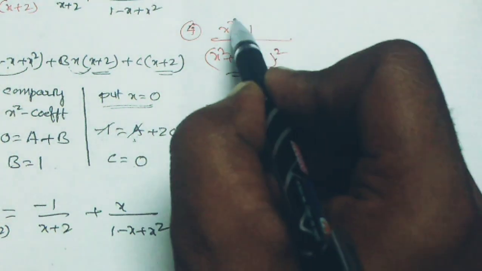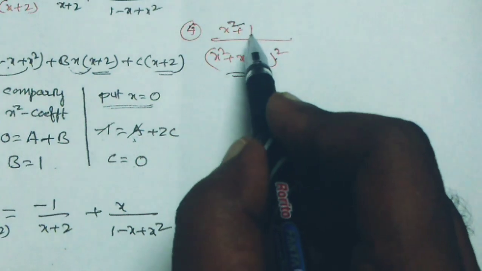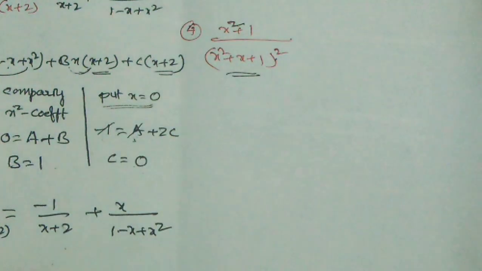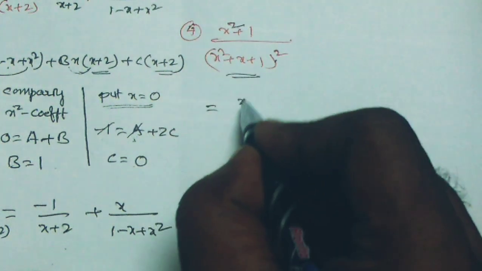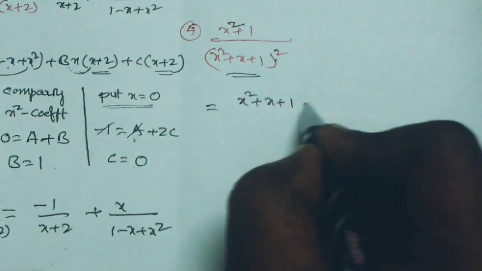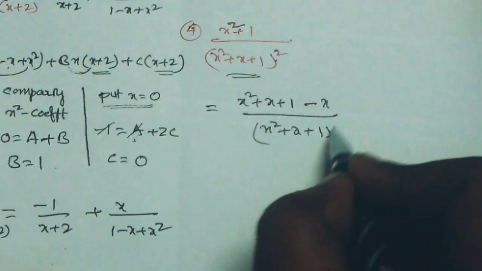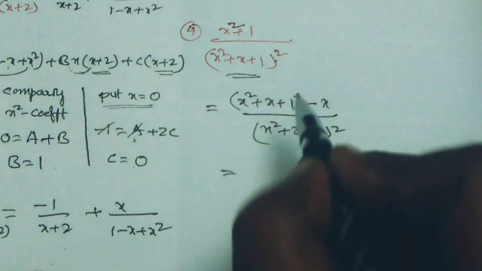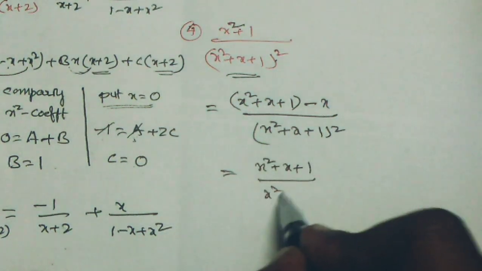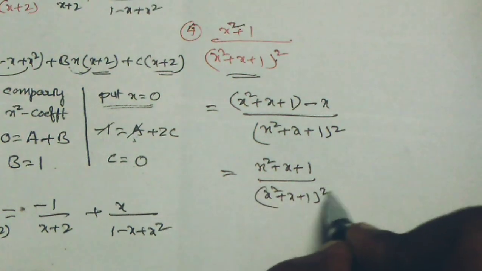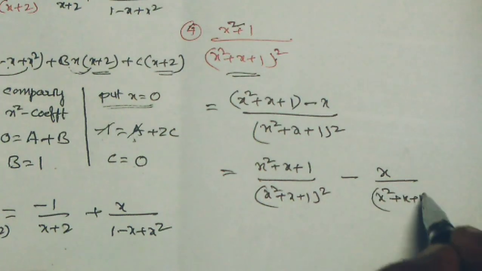Or else, since there is x square plus 1 by x square plus x plus 1 whole square, if you add and subtract the x, there ends the problem. A simple problem we can do like this: x square plus x plus 1 minus x by x square plus x plus 1 whole square. If you separate these two things, you will get x square plus x plus 1 by x square plus x plus 1 whole square, and then minus x by x square plus x plus 1 whole square.